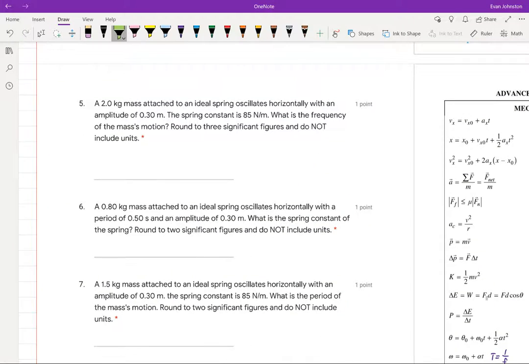So looking at our next one, we again have a 2 kilogram mass. So we know M. Well, that's not an M, that looks like a weird N. And it says ideal spring. Let me just mention that for a second here. An ideal spring. So the spring is really like this curly looking thing, right?